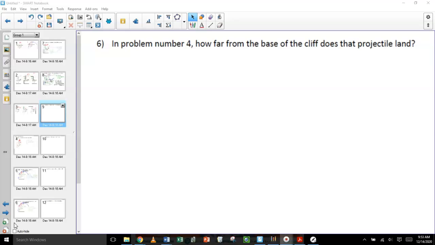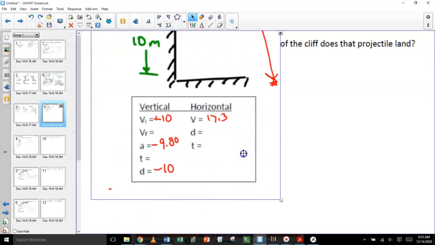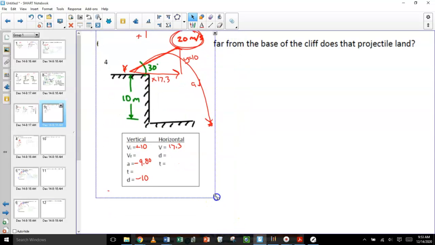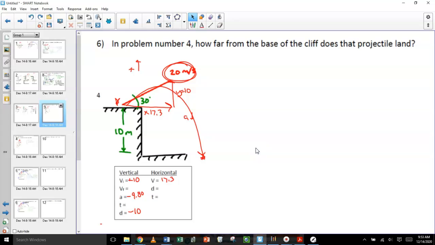Number 6 says, in problem number 4, how far from the base of the cliff does that projectile land? So I'm going to jump back, grab our work that we did initially concerning this, and go from there. It wants to know how far from the base. This is very similar to the last one, except that there's a vertical component, so not really much difference mathematically.